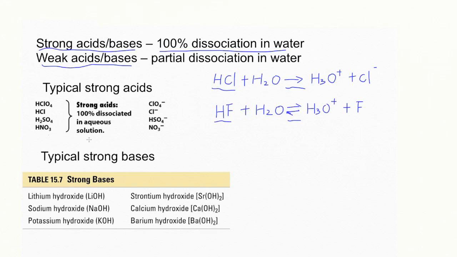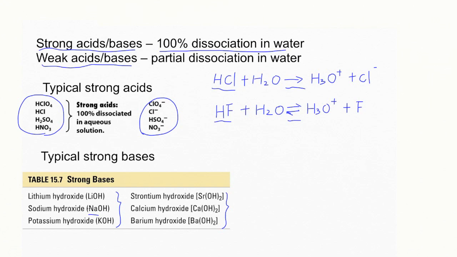Here, these two tables show you some typical strong acids and strong bases. And I need you to remember this for strong acid: perchloric acid, hydrochloric acid, sulfuric acid, and nitric acid. And these are the conjugate bases of these four acids. Again, 100% dissociation.